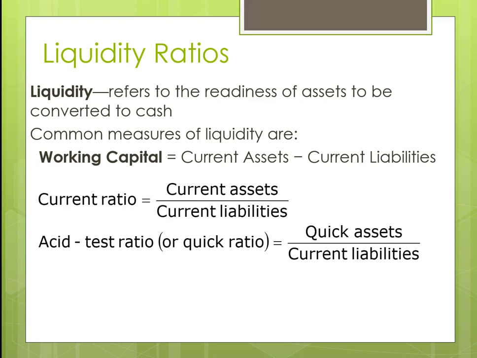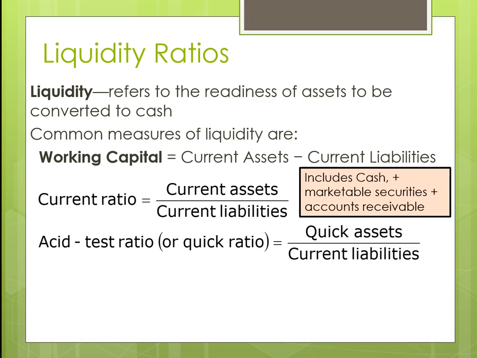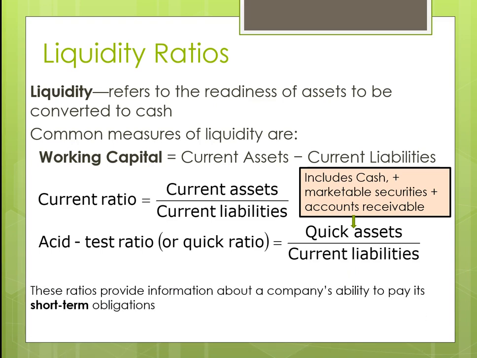Depending on the industry determines if a ratio is good. But normally you want to have this at least 2, which means you've got twice as many current assets to cover your current liabilities. And then the other test they talk about is the acid test, also called the quick ratio. And it is quick assets divided by current liabilities. Well, what are the quick assets? Well, that includes cash plus marketable securities plus accounts receivable. Now, these ratios provide information about a company's ability to pay its short-term obligations.